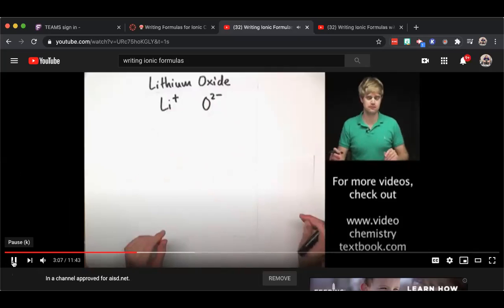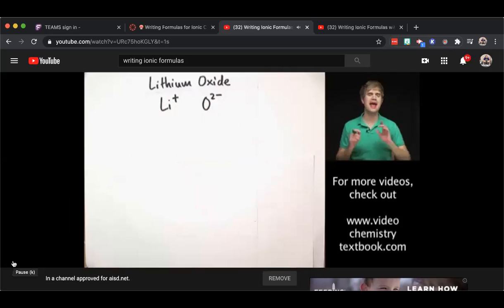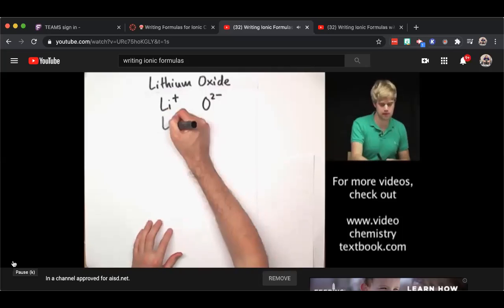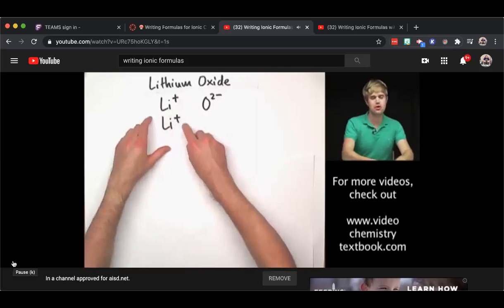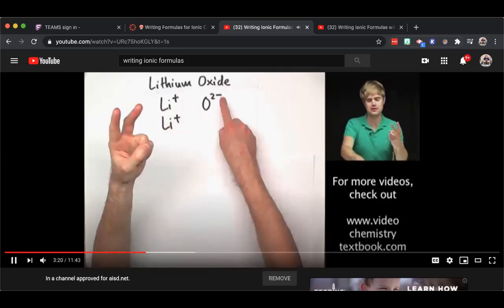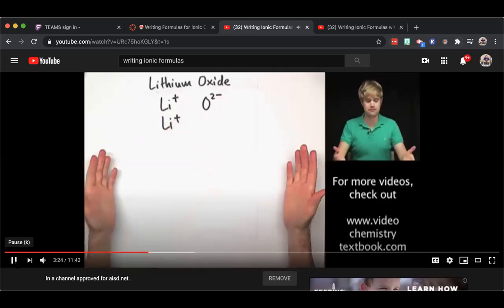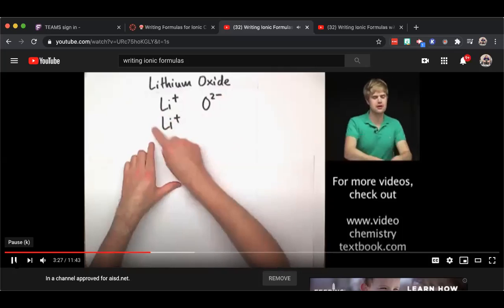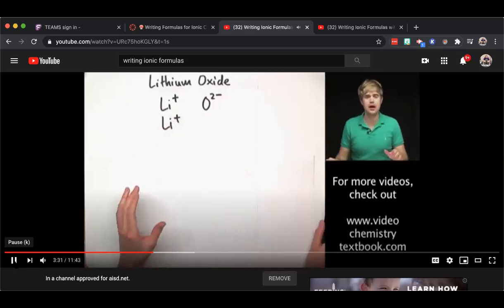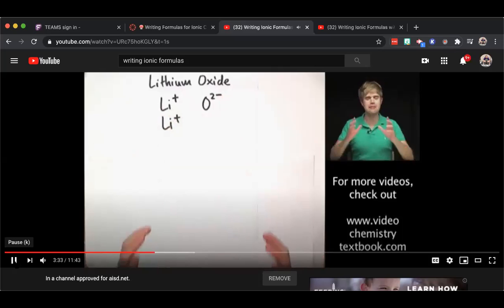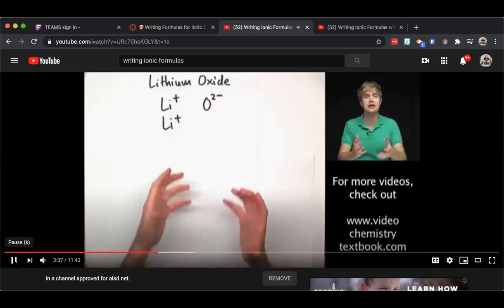So he's going to add another lithium now. I have 2 minus here and only 1 plus here. So what I'm going to do is I'm going to add another lithium atom, Li plus, so that now I have 2 positive to balance out my 2 negative. And now they balance. So in order to get the charges balanced, I have to have 2 lithiums and 1 oxide or 1 oxygen. Now when I write the chemical formula, I'm literally going to say how many of each of these atoms I need in order for the charges to balance.